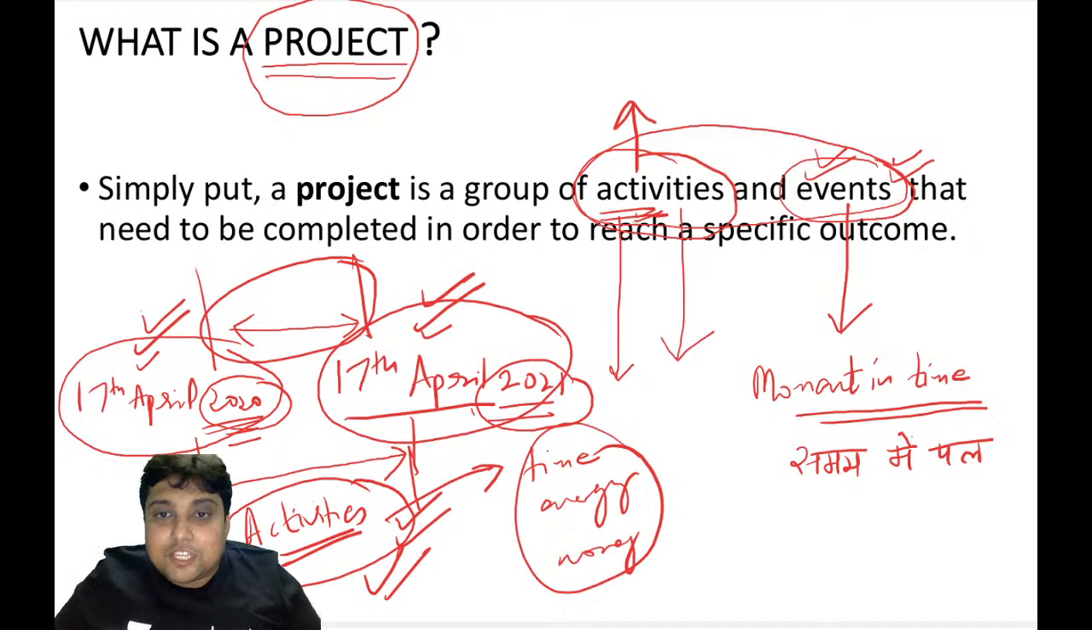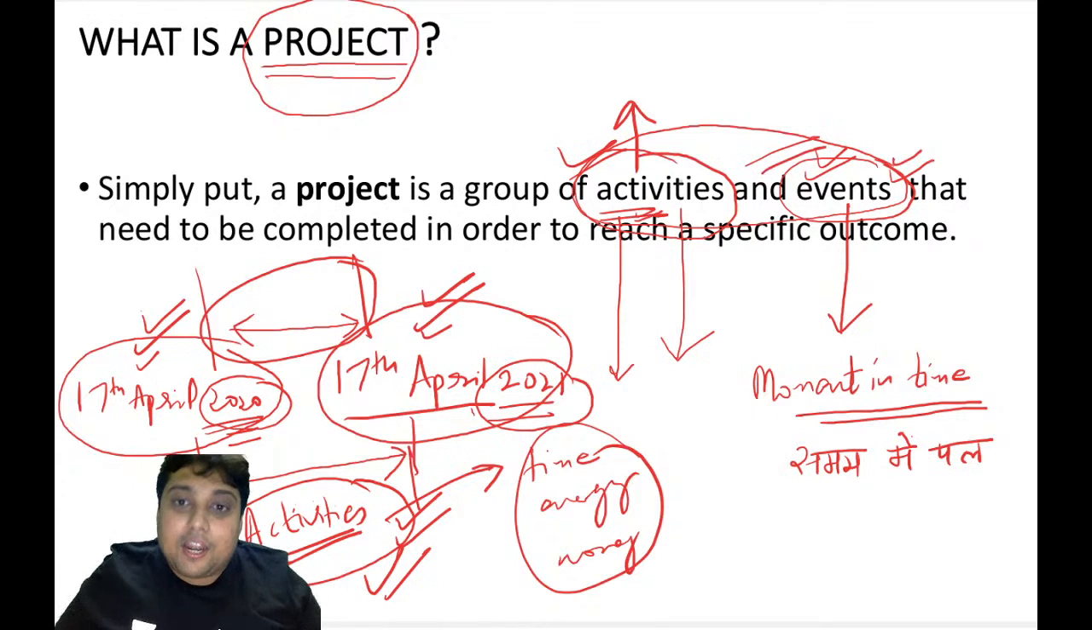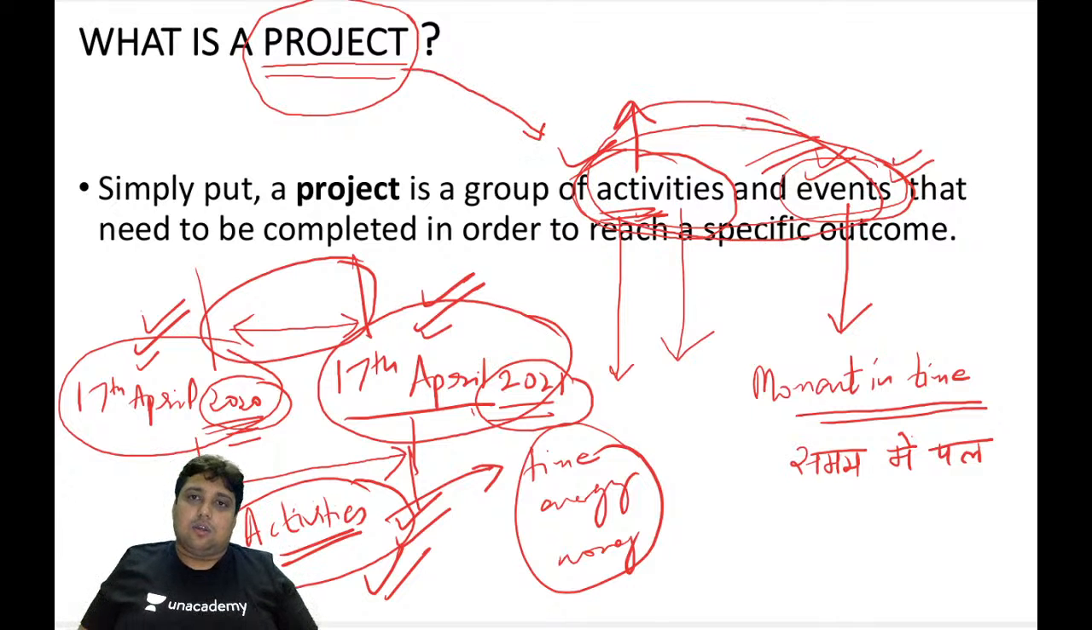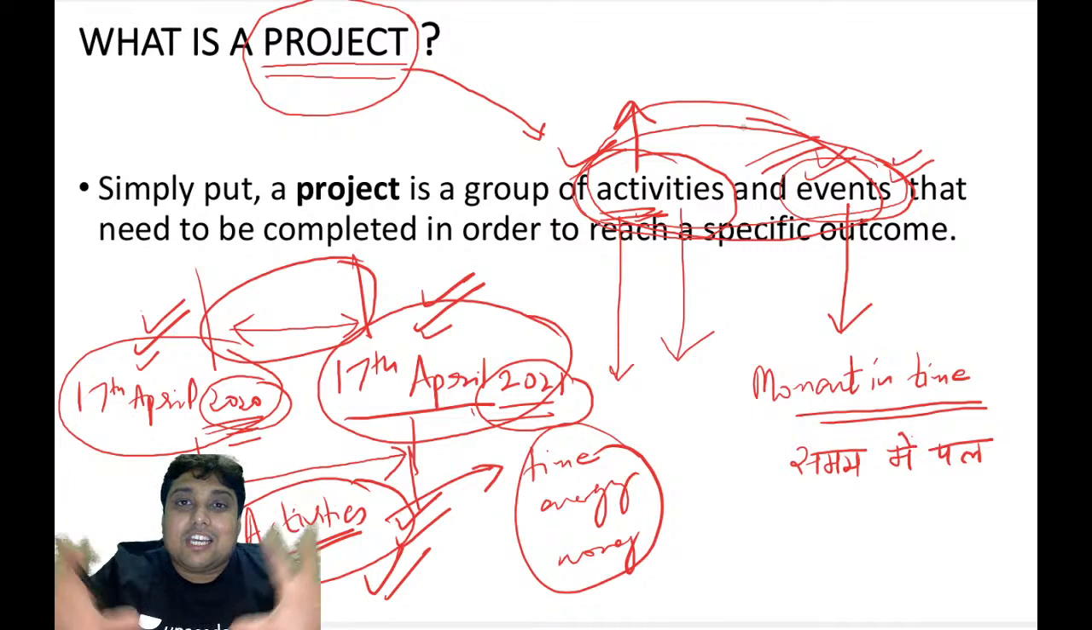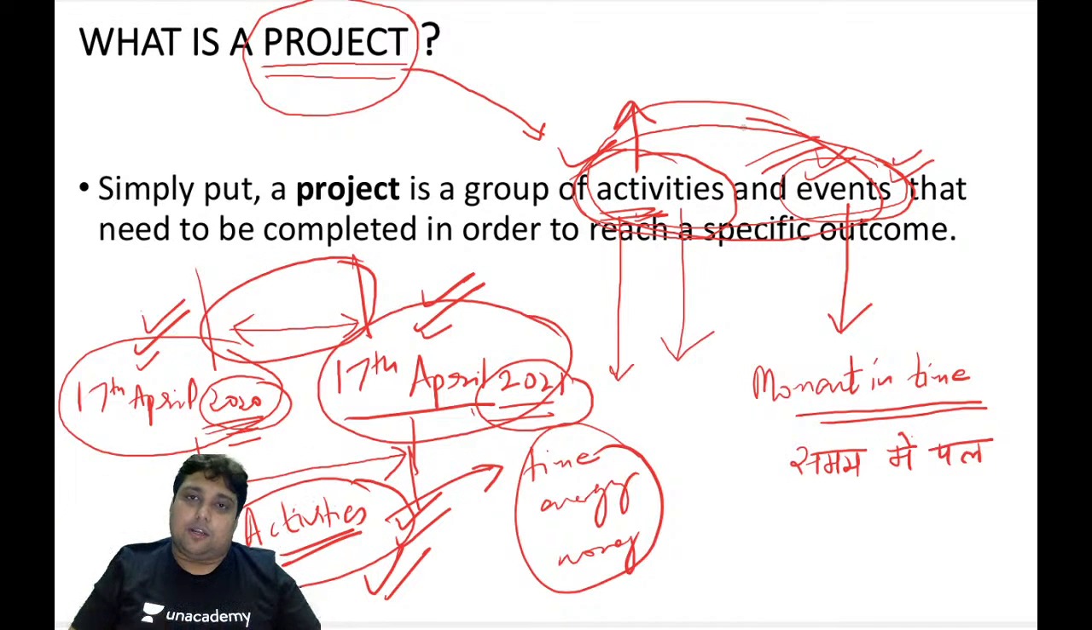So I hope these two terms are very clear to you, activity and event. And you know what is an activity, what is an event? I have already told you, and let's see the definition again. Simply put, a project is a group of activity and event. A project is nothing but a group of activities and events. बहुत सारी activities, बहुत सारे events के group को कहते हैं project.